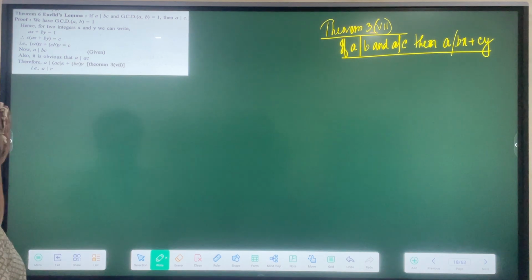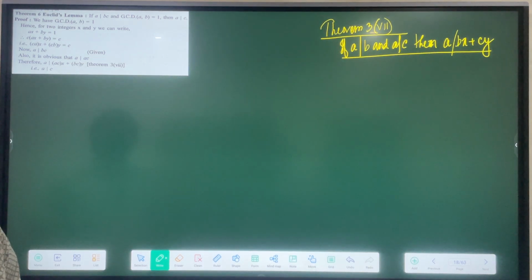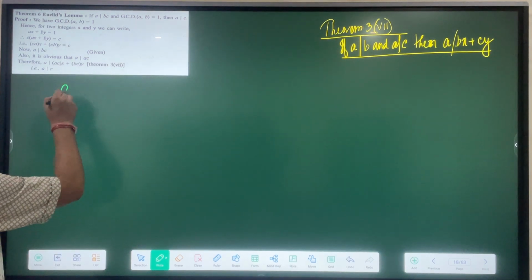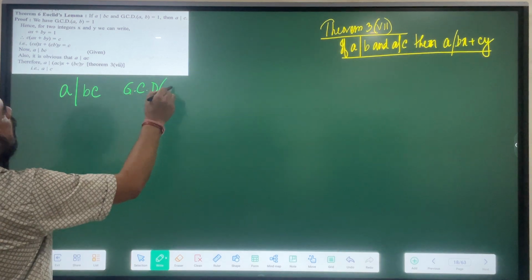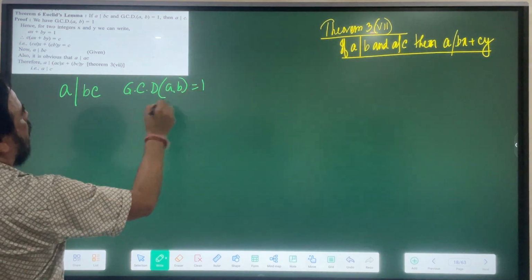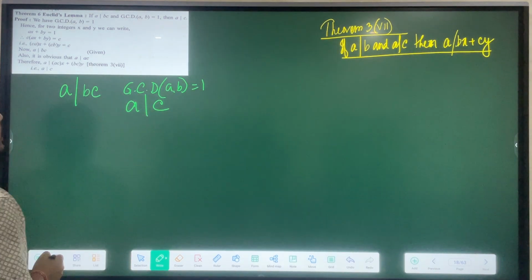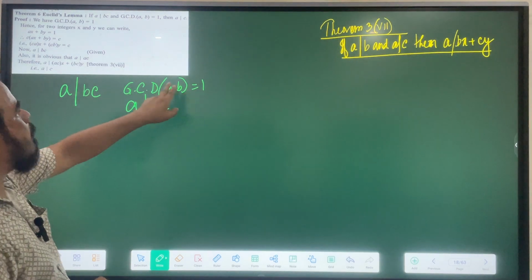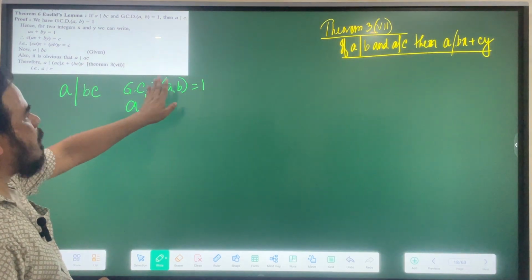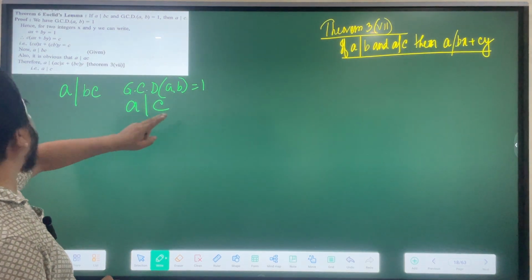Theorem number 6. Euclid's lemma. If A divides BC and GCD of A and B equals 1, that means A and B are relatively prime, then we have to show A divides C. So we have to prove A divides C.